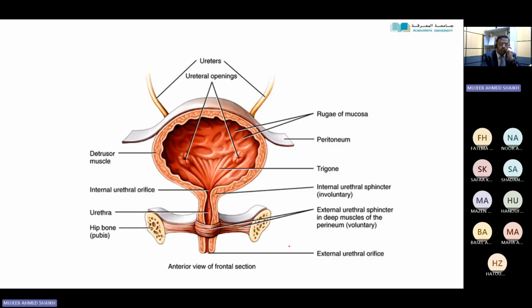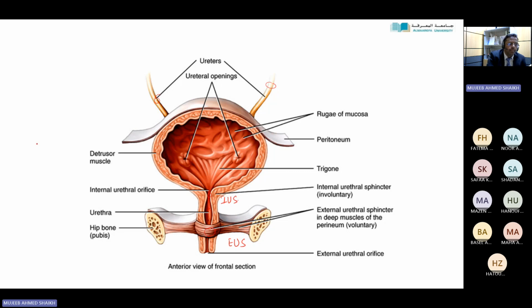Okay, this is a picture showing you the detailed things. This is the cut section of the urinary bladder, showing you these are the two spots where the ureters are opening, and then it is connected. It will be giving out the urine through the internal sphincter here, and there is a voluntary sphincter which is called the external urethral sphincter. This one is the internal urethral sphincter.